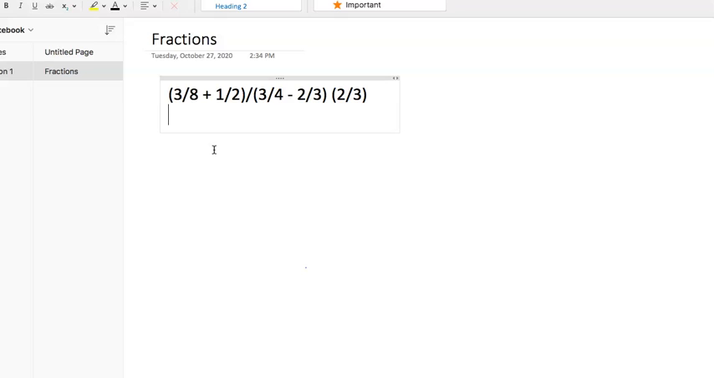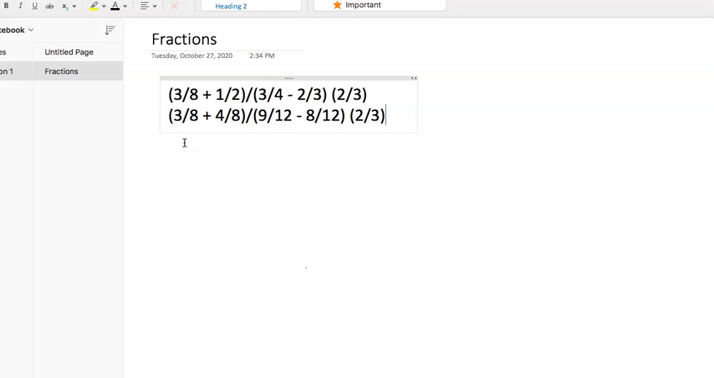First thing, 3/8 plus 1/2. We want to get 1/2 up to a number with an 8 in the denominator. So now we'll go 3/8 plus 4/8, multiply top and bottom by 4, divided by 3/4 minus 2/3. We'll multiply 3/4 times 3 on each side to get 9/12, minus 2/3 times 4 on each side gets it to 8/12. We'll leave the 2/3 alone for now, times 2/3.